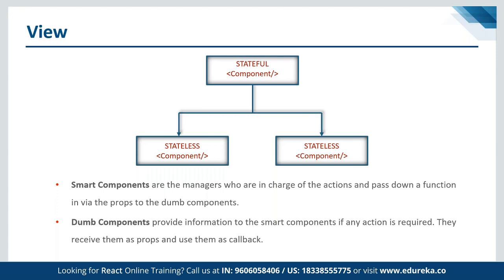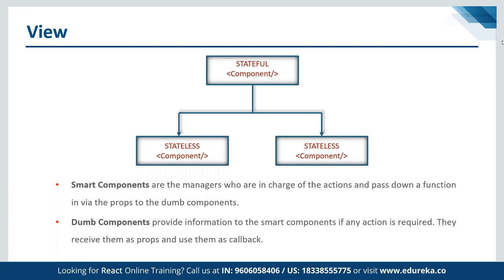And the smart components are in charge of the actions, whereas the dumb components are underneath. The smart components notify them in case they need to trigger the action. And the dumb components underneath simply notify when the action has to be taken. And the smart components in turn pass down the props, which the dumb components treat as callback actions.